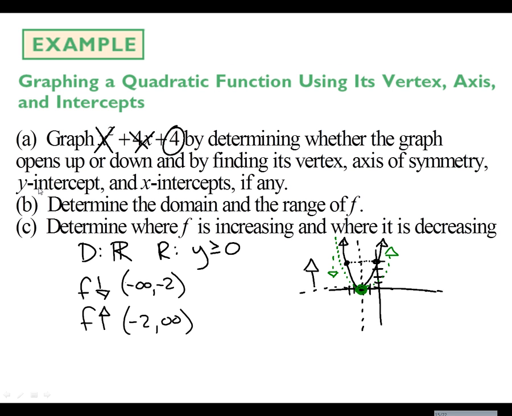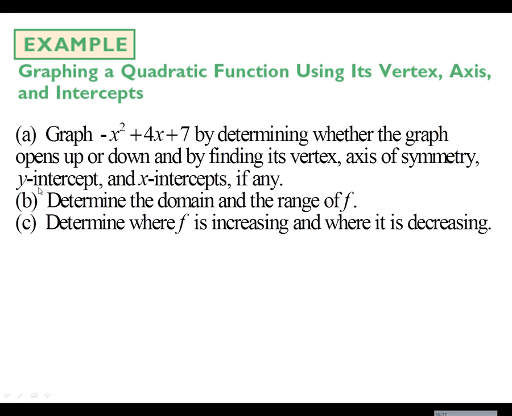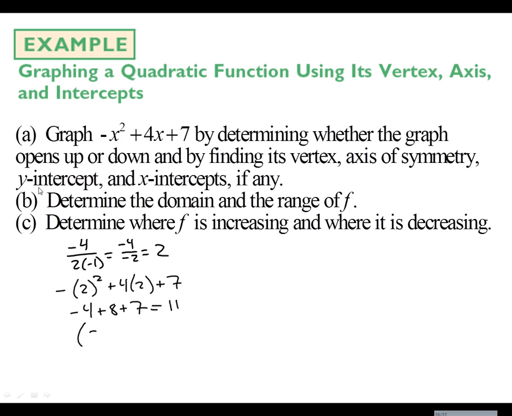All right, so that's the first option. Let's take a look at a slightly more complicated one. We've got negative x squared plus 4x plus 7. Going to find our vertex first, negative b over 2a, which is negative 4 over negative 2, which is 2. Plug it back in, we're just squaring the 2, be careful here. Negative 4 plus 8 plus 7, which is 15 minus 4 is 11. So vertex at 2 comma 11. Axis at x equals 2, and we're going to open down.